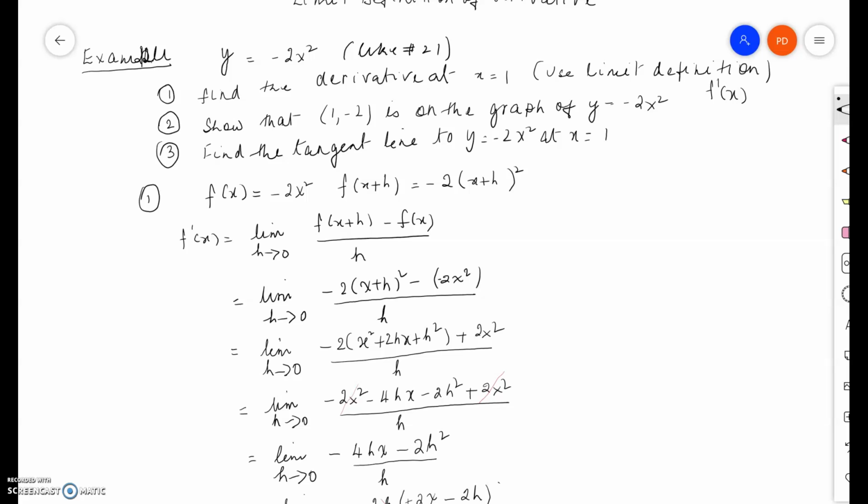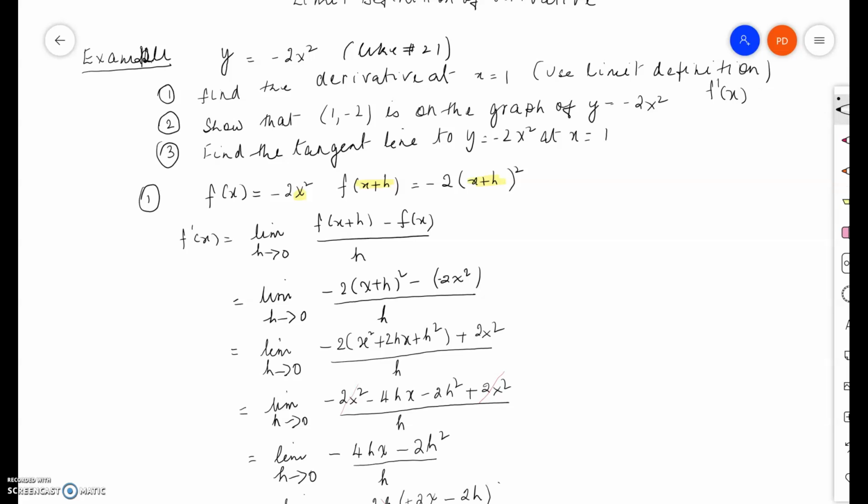Next, we'll show that (1, -2) is a point on the graph of y equals negative 2x squared, and finally we'll find the tangent line at x equals 1. So f of x equals negative 2x squared. F of x plus h would be replacing x in the equation of f of x with x plus h. So wherever you see an x, replace it with x plus h. So that's f of x plus h.